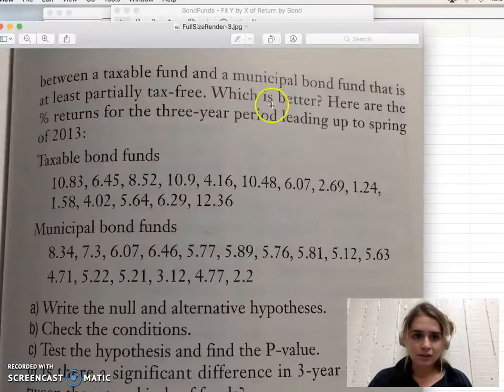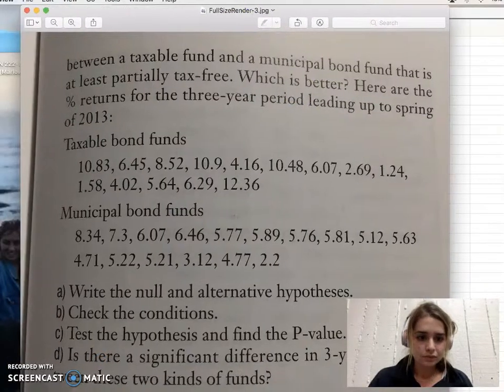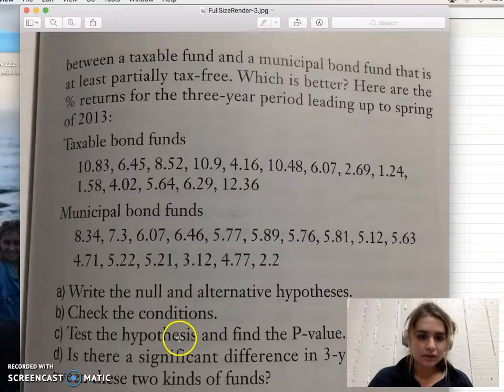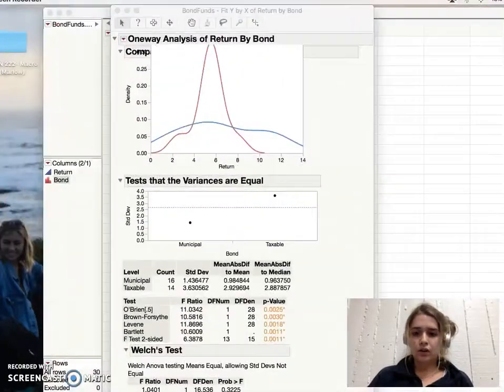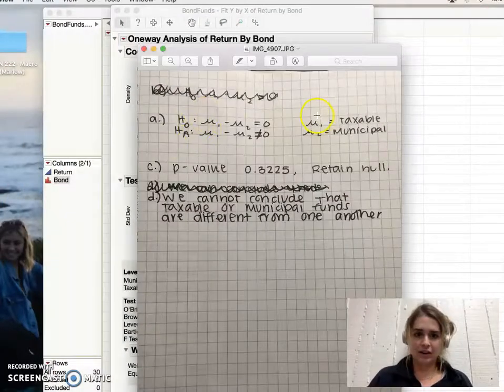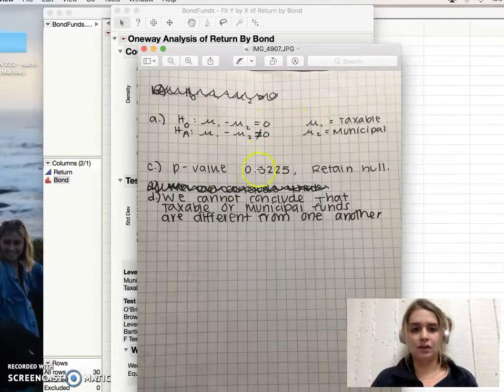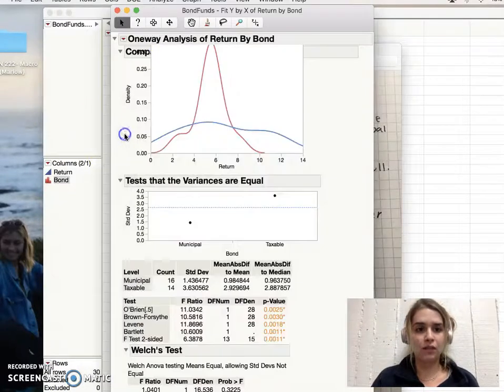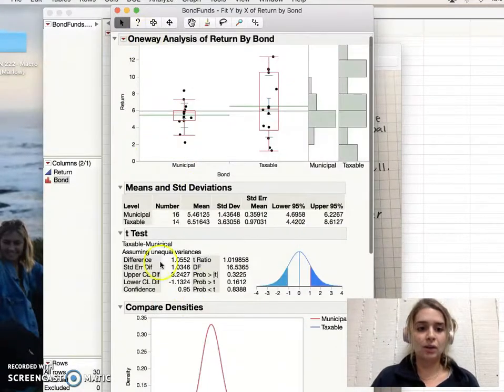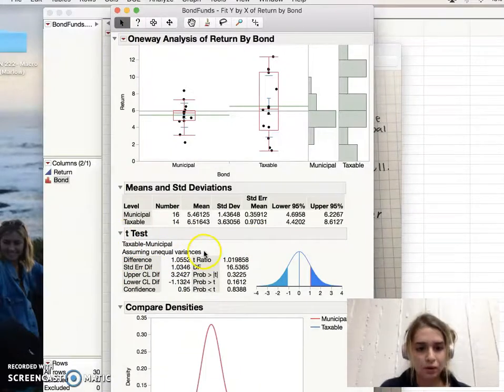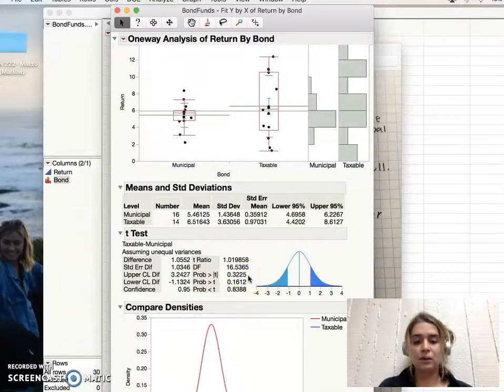The next thing this problem is asking for is to test the hypothesis and find the p-value. So the hypothesis test, which I showed you, is what we're testing. And now we have to find the p-value, which I have right here. The way to find the p-value is, because we know that they're unequal variances, that's why we use the t-test. Right here it says assumes unequal variances. And that's where we're pulling the p-value from. Since it's not equal to, we're looking at this row right here, and we see 0.3225 is our p-value.